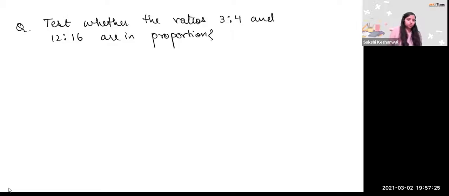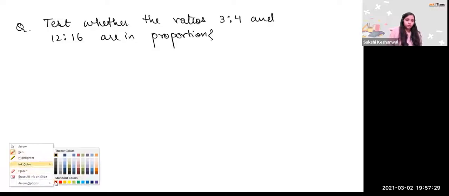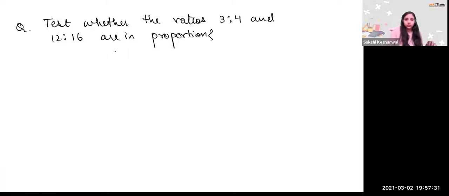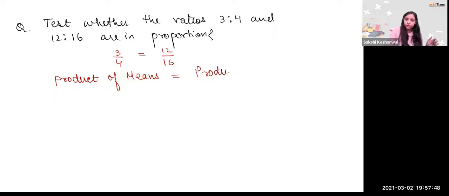If I give you this question, what will you go with? What will be your solution? This is 3:4 and this is equal to 12:16. We know that if they are in proportion, the product of means is equal to the product of extremes, yes or no? So what are your means and extremes?